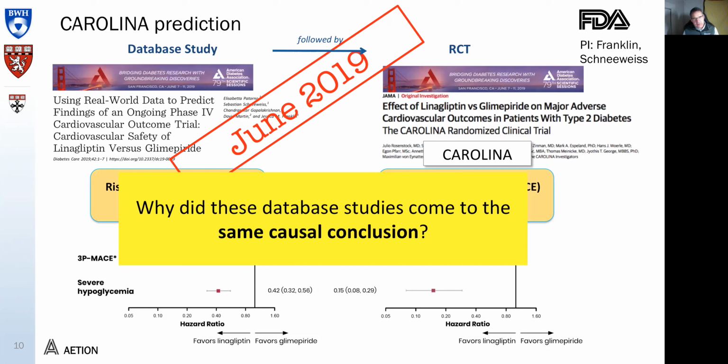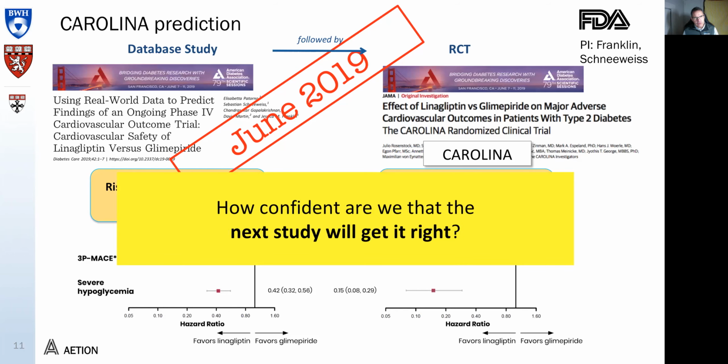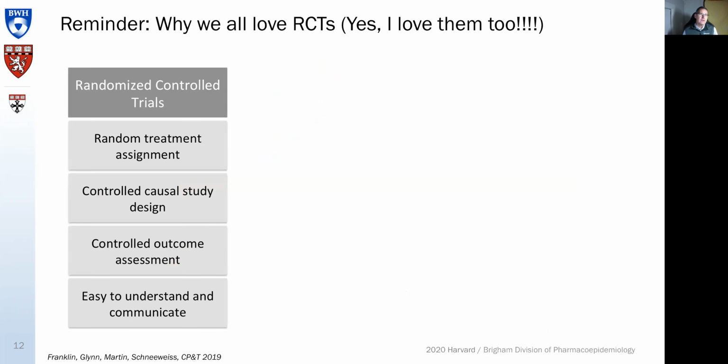But why was it that these database studies came to the same causal conclusions, and how confident are we that the next time we do a study, they will get it right again? Right? How can we promise that? How can we have this confidence?